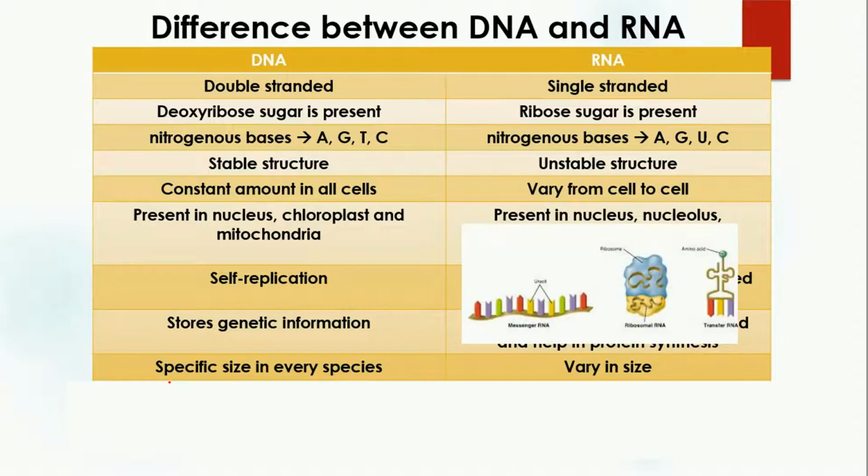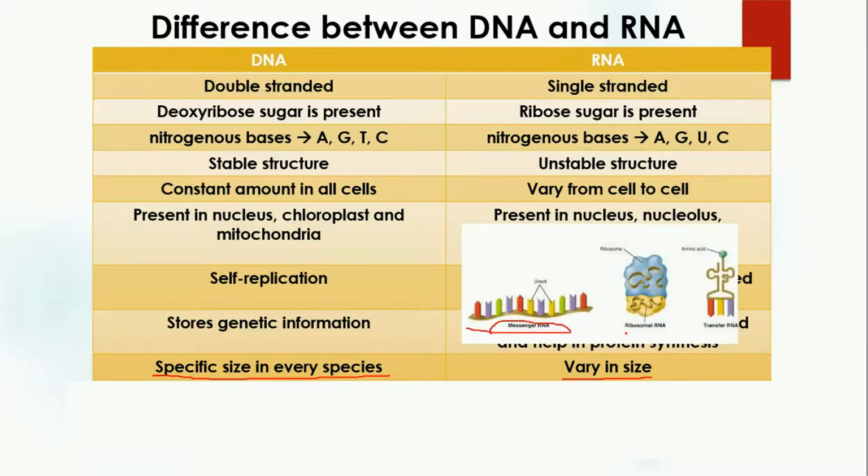DNA has a specific size in every species, so its size varies from species to species. However, if you are talking about one species, all the cells will have the same or specific size of that particular DNA. However, the size of RNA is going to vary. For example, the size of messenger RNA is going to change as the length of the amino acid chain changes.